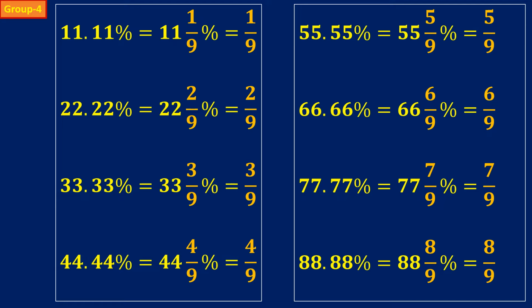Similarly, 33.33% is 3 by 9. 44.44% is 4 by 9. 55.55% is 5 by 9. 66.66% is 6 by 9. 77.77% is 7 by 9. 88.88% is 8 by 9.